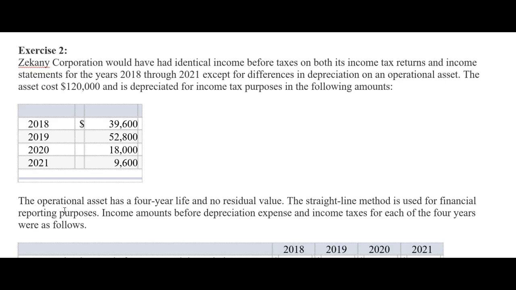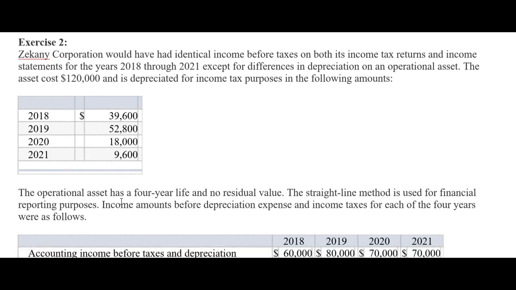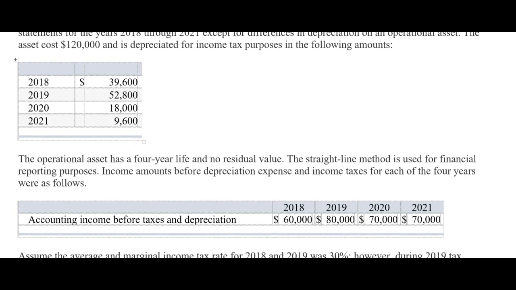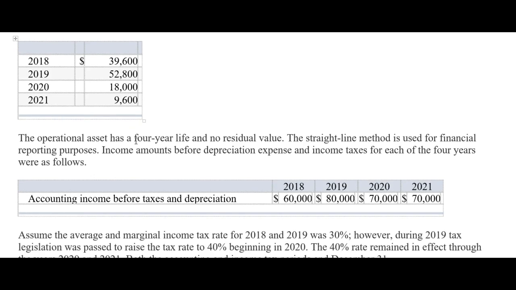Exercise 2 here says the Caney Corporation would have had identical income before taxes on both its income tax returns and income statements for the years 2018 through 2021, except for the differences in depreciation on an operational asset. The asset costs $120,000 and is depreciated for income tax purposes in the following amounts: 2018 $39,600, 2019 $52,800, 2020 $18,000, and 2021 $9,600. The operational asset has a 4-year life and no residual value.